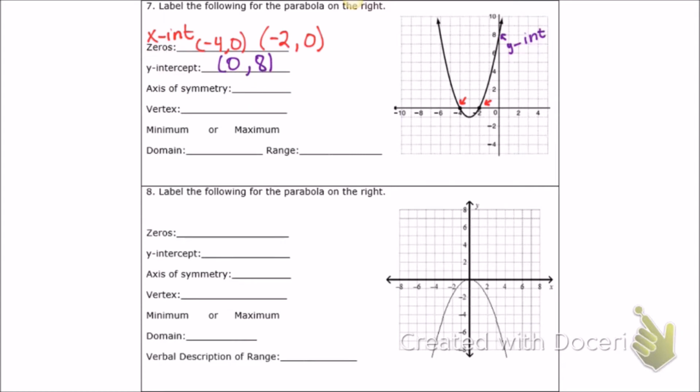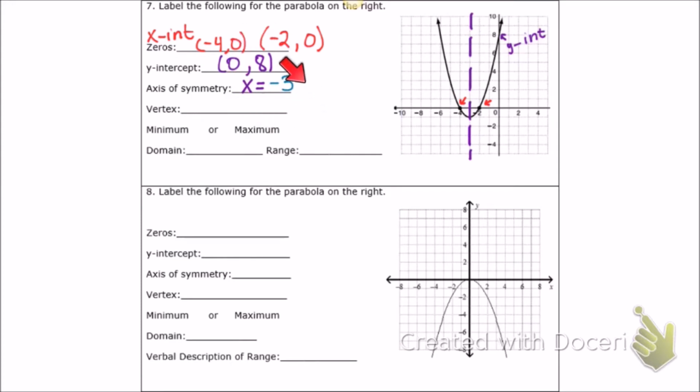Now we need to find the axis of symmetry. The axis of symmetry cuts the parabola in half. Okay? So if we have 2 points, we need to find the middle, okay? And remember that we need to write an equation, okay? x equals. Now, x is going to be equal to the number that the axis of symmetry crosses, okay? And in this example, it crosses -3. This right here is -3, okay? So x equals -3, okay?